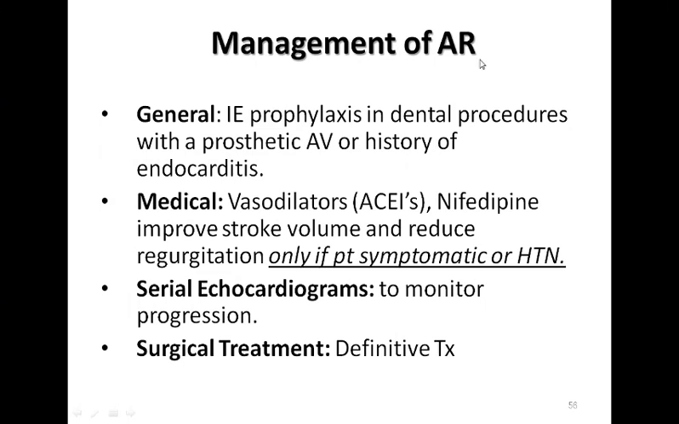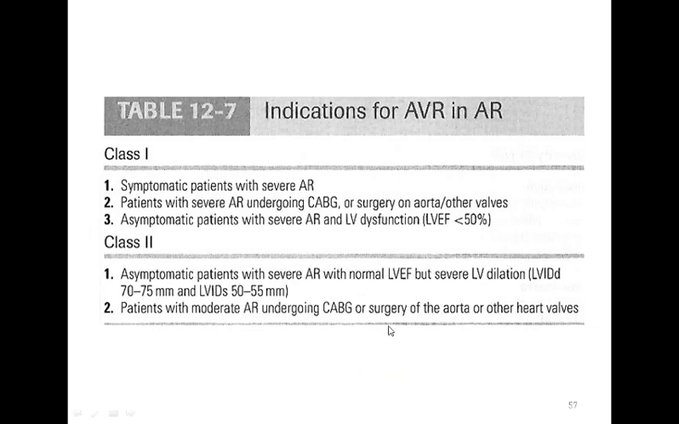How to manage the patient with aortic regurgitation? In general, consider infective endocarditis prophylaxis for dental procedures in patients with a prosthetic aortic valve or a history of endocarditis. Medical management: vasodilators like ACE inhibitors and nifedipine improve stroke volume and reduce regurgitation, only if the patient is symptomatic or has hypertension. Serial echocardiograms monitor the progression of the disease. And surgical treatment will be the definitive treatment.